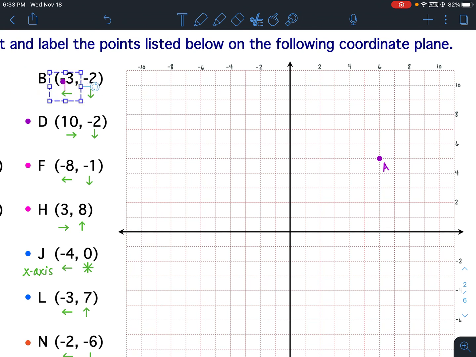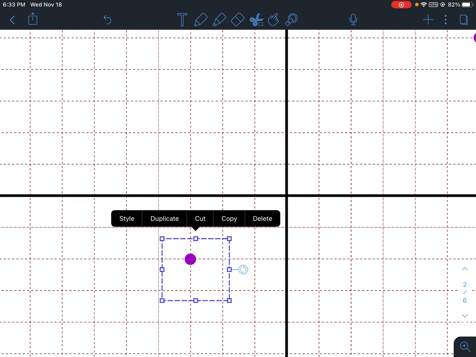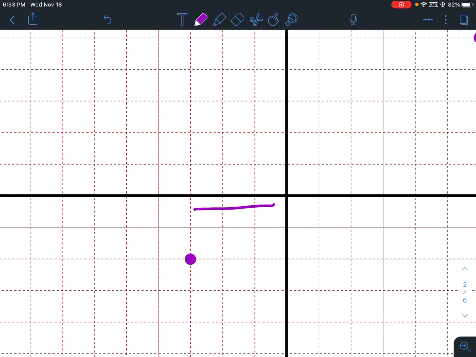For B, I go to the left 3 and down 2. To the left 3, down 2. That is B. If at any point you need to, just pause the video. I'm going to keep moving through it pretty quickly, so just pause the video at any point that you need to.